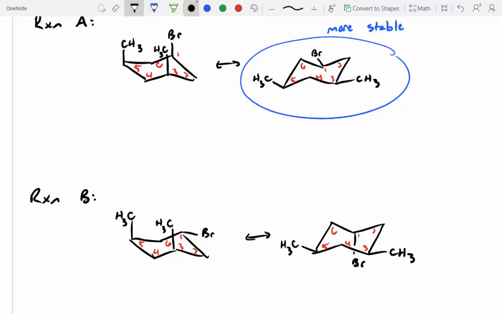All right, this can be a little bit tricky, but which one's more stable? The left one or the right one? Assume that bromine's smaller than a methyl group, for the most part. 2 methyl groups will win out over the bromine. That'd be the right one too, right? We want to minimize those 1,3 diaxial interactions. The one on the right has minimized 1,3 diaxial interactions.